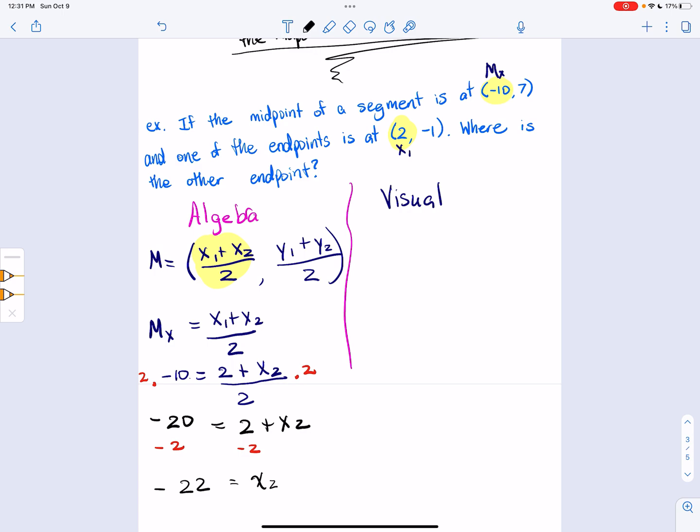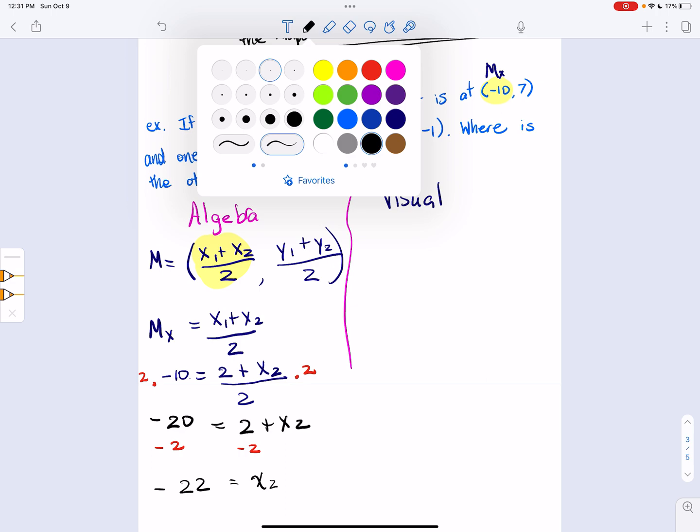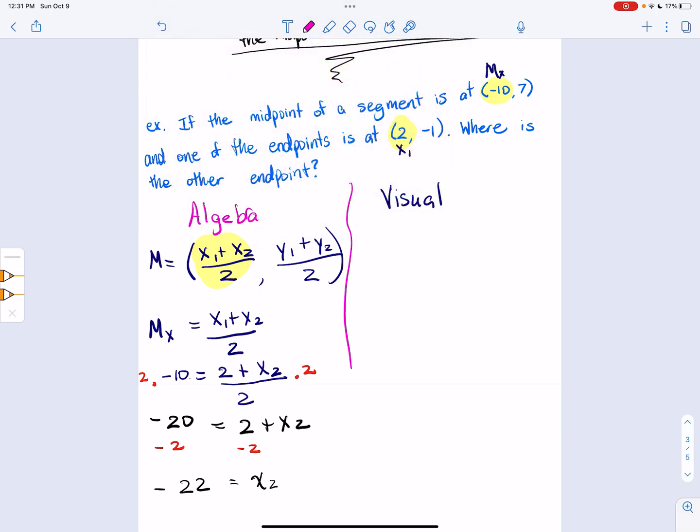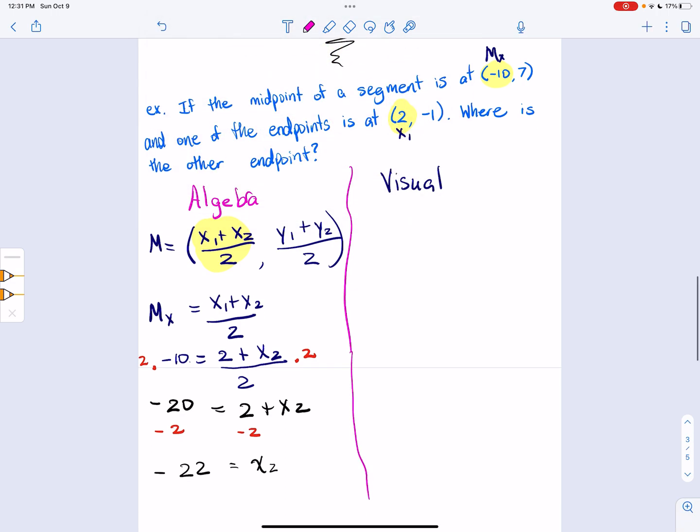So remember that x2 is just the second x. We see now that the second x is negative 22. So now let's keep going and do the same thing for y, and we'll go a little bit faster as we work on the y's.